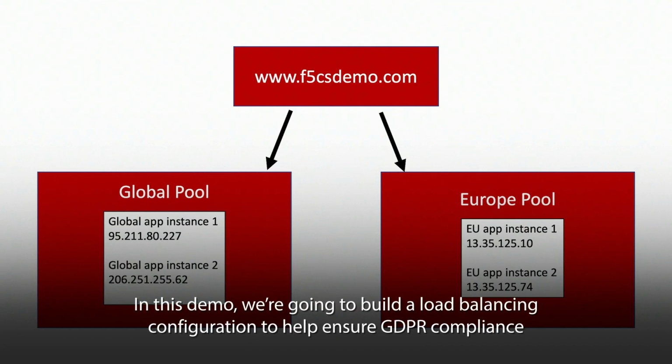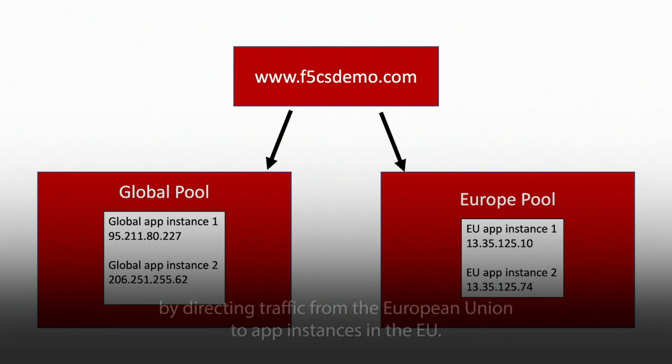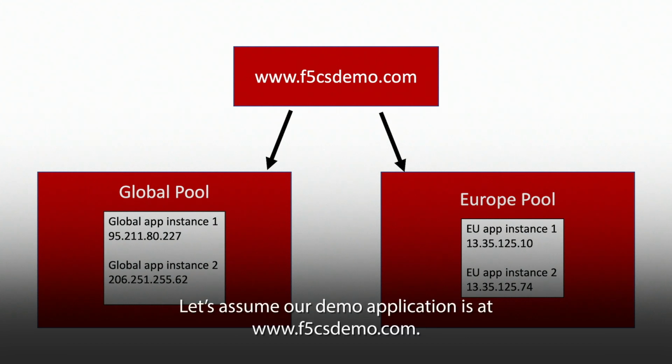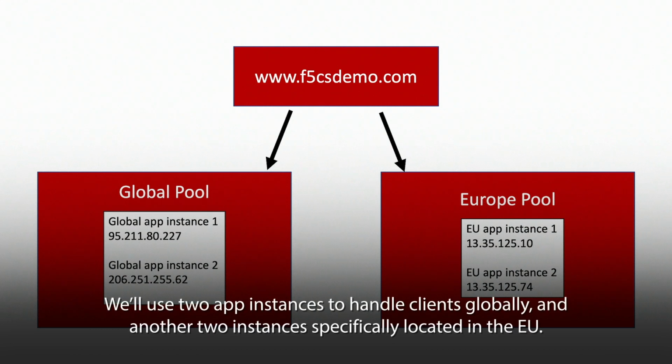In this demo, we're going to build a load balancing configuration to help ensure GDPR compliance by directing traffic from the European Union to app instances in the EU. Let's assume our demo application is at f5csdemo.com. We'll use 2 app instances to handle clients globally and another 2 instances specifically located in the EU.